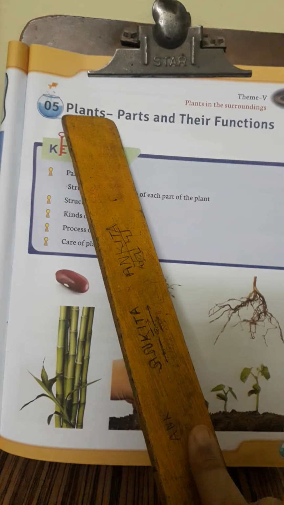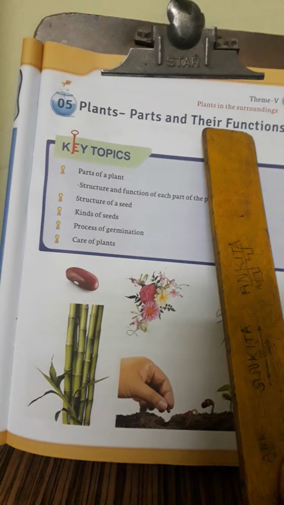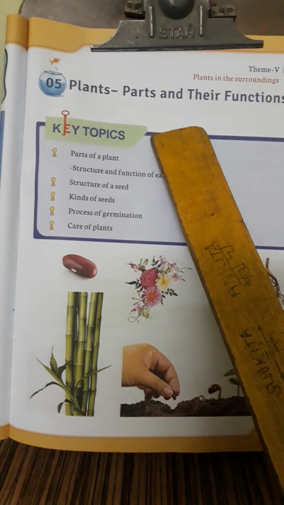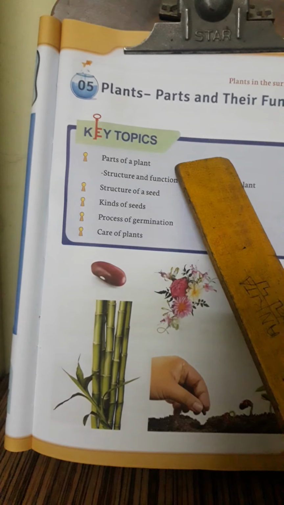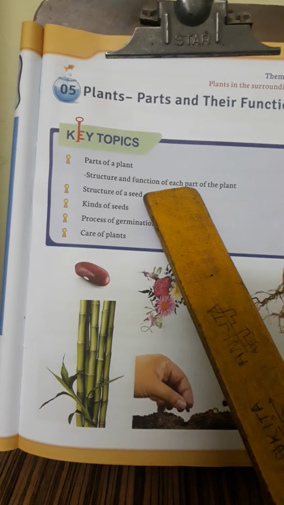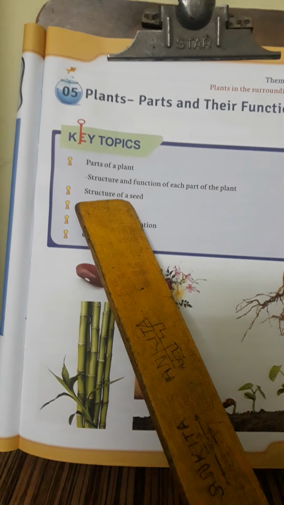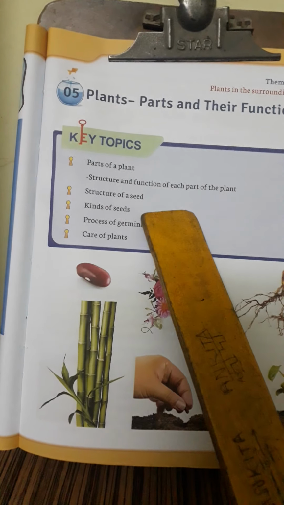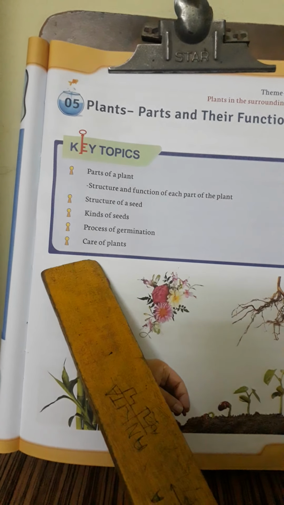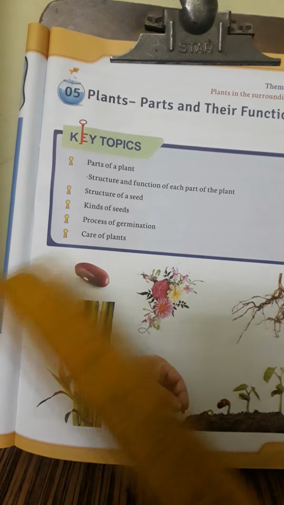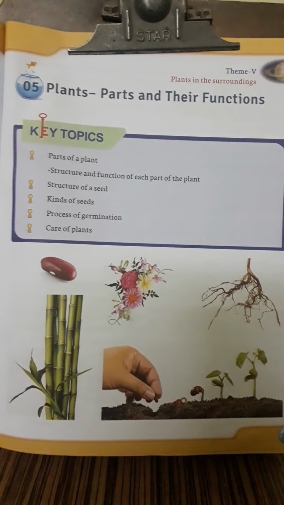Your chapter is plants, parts and their functions. So let us see the key topics. Parts of a plant, structure and function of each part of the plant, structure of a seed, kinds of seed, process of germination, care of plants. Let us begin the lesson.